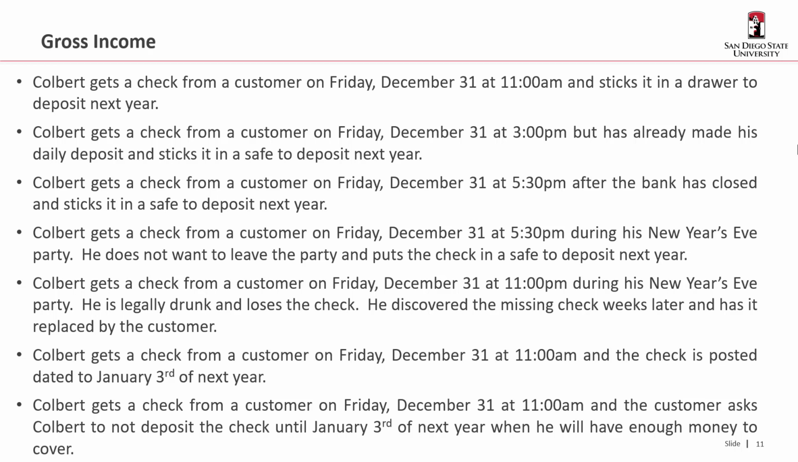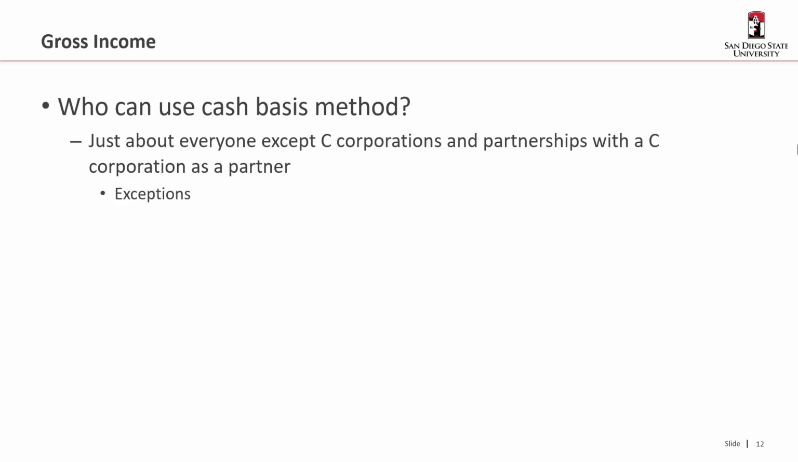On the other hand, if I have $10 million and it's a check that normally a bank would negotiate, that's a whole different story. So the notion is when there's not enough funds to cover that instrument, that represents a substantial limitation and therefore is not constructive receipt. All right, so as I said before, just about everyone can use the cash basis method except C corporations and partnerships with a C corporation as a partner.